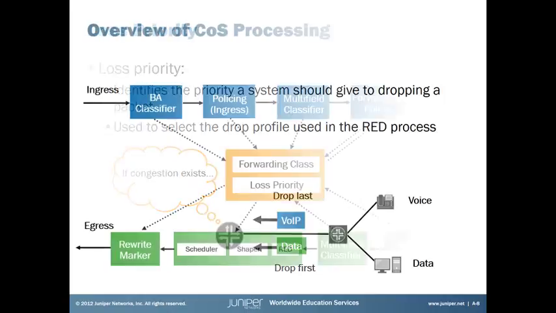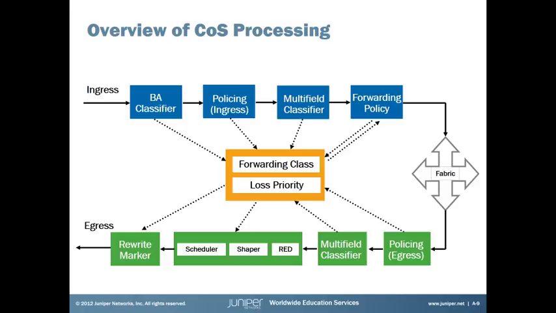Okay, let's have a bit of a look at an overview of processing here. So the whole process is traffic enters our network. We have this BA, but BA stands for behavioral aggregate. So it's a classifier. So it looks at what type of traffic is this?